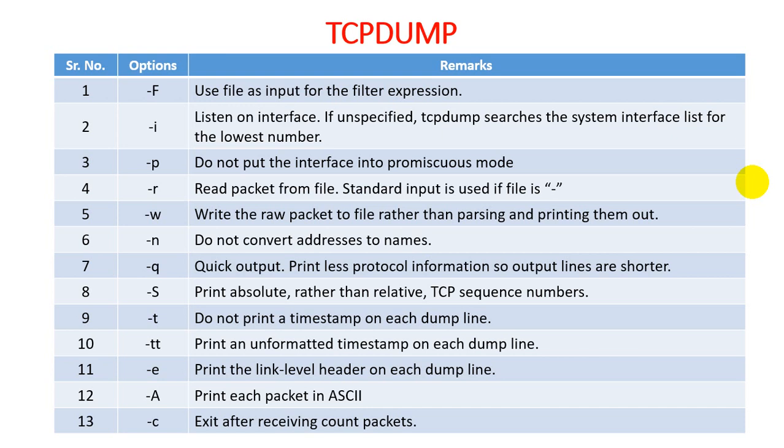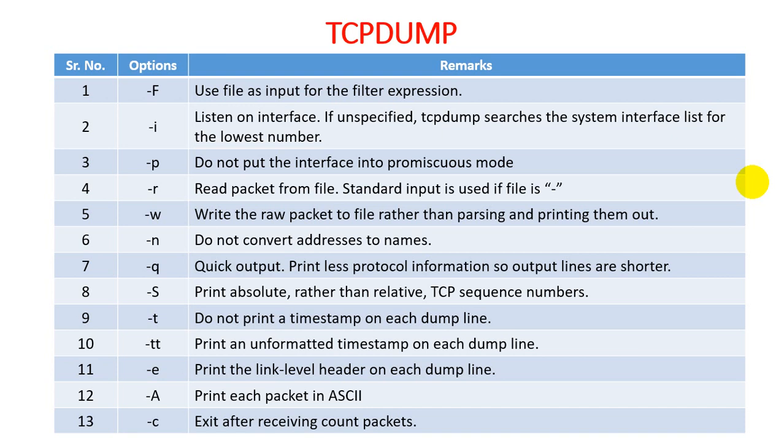Sequence number is one of the most important things when you are performing communication with the help of the TCP protocol. Dash T: do not print a timestamp on each dump line. Every time you do not want to write a timestamp, you just mention dash T. Dash double T: print an unformatted timestamp on each line, or we can say on each packet.